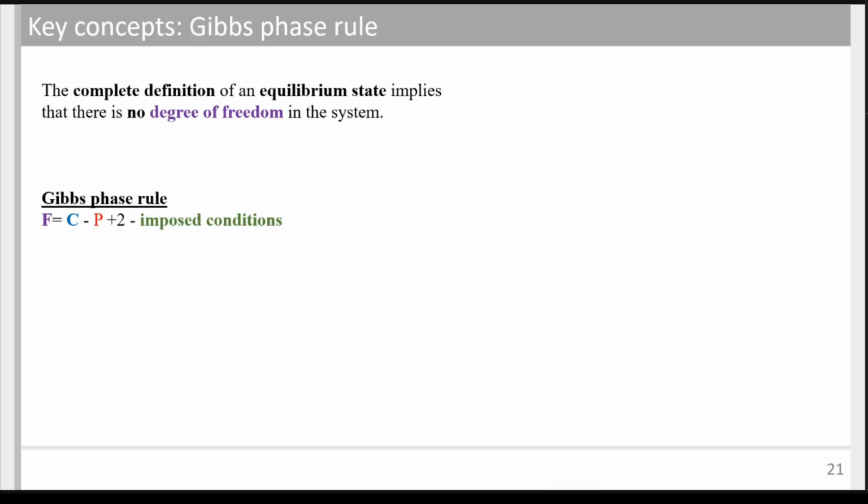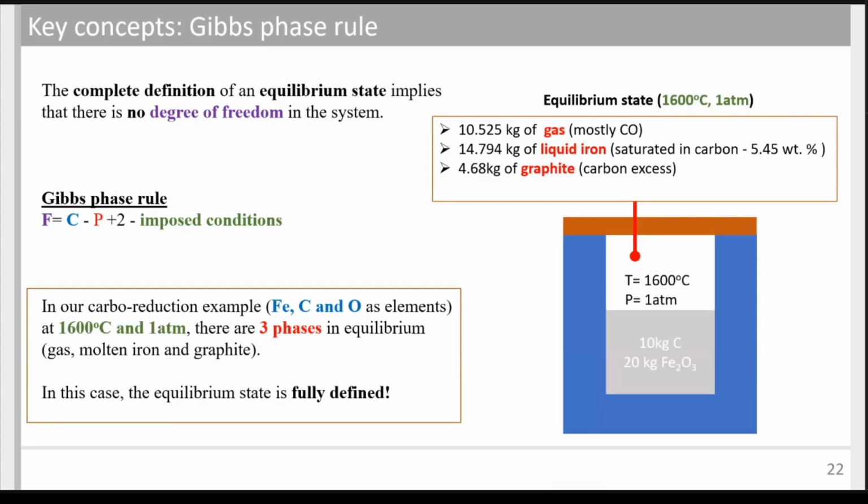If we were to go back to our previous example, we would impose 2 conditions. We would have 3 phases in equilibrium, and we would have 3 elements in our system. And therefore, for this specific example, we would have 0 degrees of freedom. In this case, the equilibrium state will be fully defined. So I'm quite confident that if someone was to run this experimental work, with the phase assemblage that you get there, they would systematically get the same result because of this Gibbs phase rule.